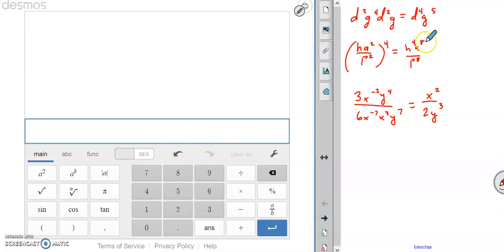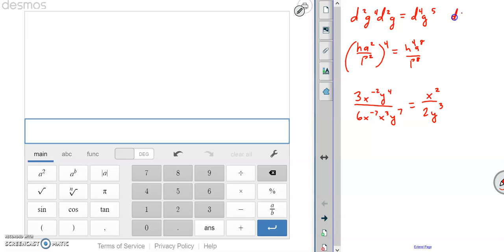I'm going to go over 3 examples from our notes and how you use Desmos because it's a little bit different than what we did with our Nspires. All right, so here we go. Our first example, d squared times g to the 4th times d squared times g was the original, and we said it simplifies to d to the 4th times g to the 5th.